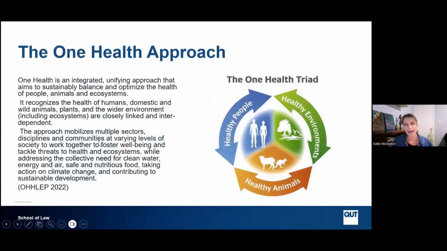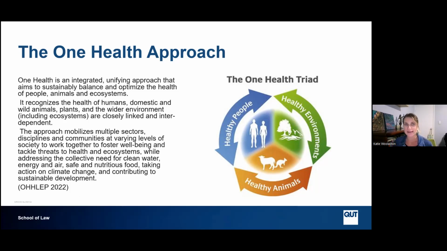So how do we, in a multidisciplinary way, link those three stages of pandemic management: the environmental aspect, the animal aspect, and the human health aspect? Well, one approach that has been really prominent since COVID-19, but was developed before COVID-19, is what we call the One Health approach.